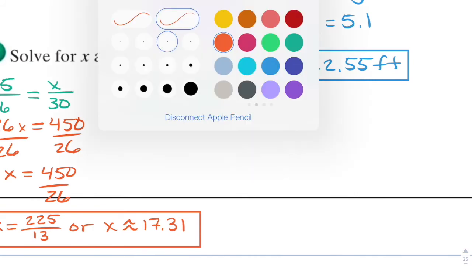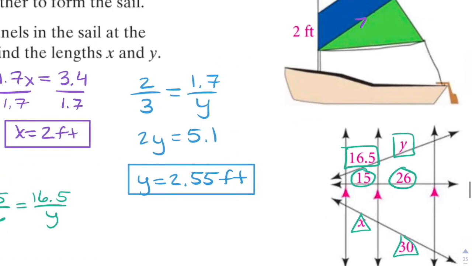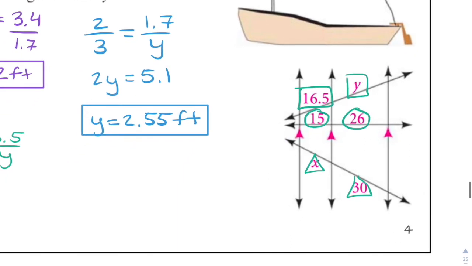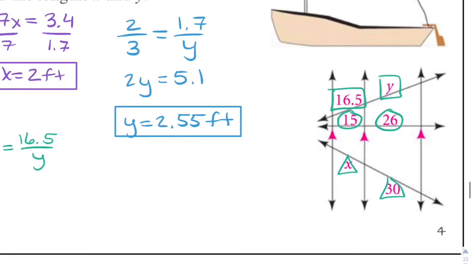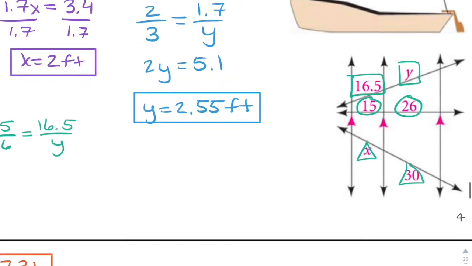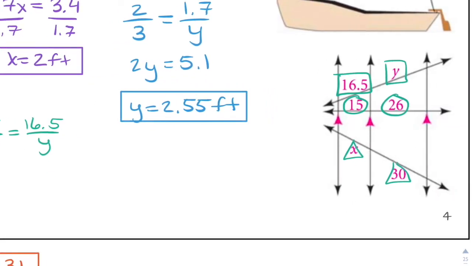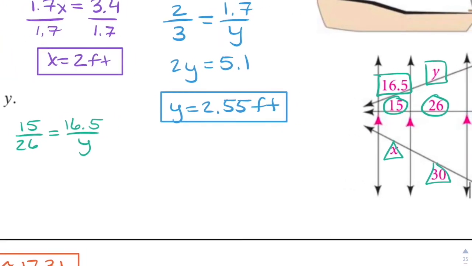And then this one, let's take a look. So 15 is to 26. So 30 is greater than 26, so our answer should be a little bit greater than 15. And 17.31 is a little bit greater than 15. So that matches the order. And looking at this other one, 15 is a little bit lesser than 16 and a half. So 16 and a half is greater than 15, so y is going to have to be greater than 26.